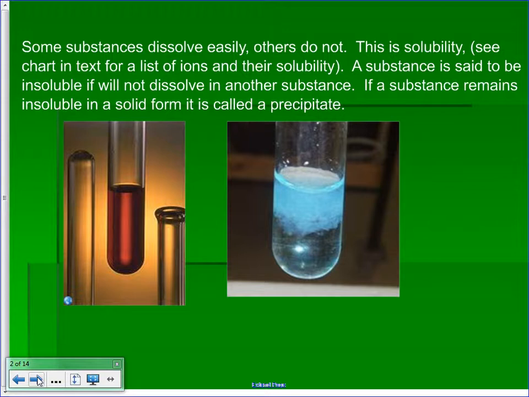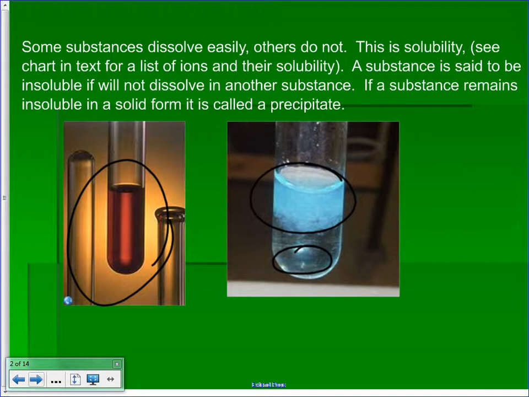If we're looking at this picture here on the left, obviously that material there has completely dissolved. We only see one visible part. Whereas this stuff on the right, there's more than one visible part. There's this part here at the bottom, and then there's this part here at the top that is clearly not dissolved. And those form different types of solutions and mixtures.